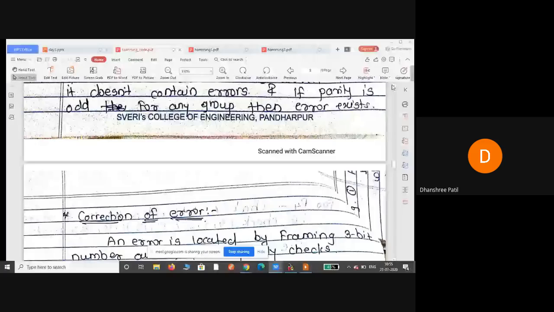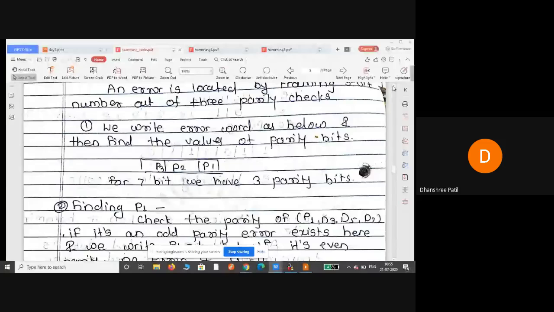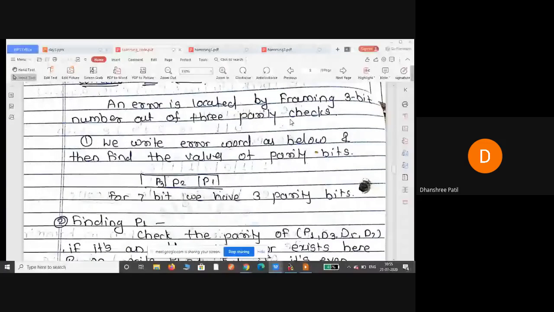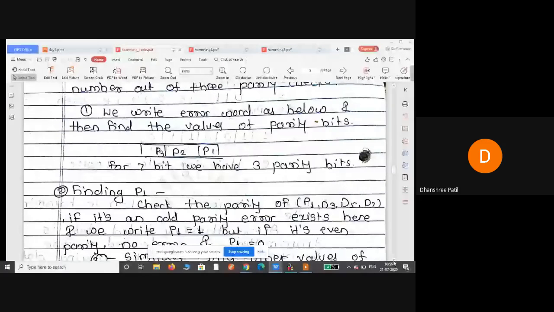Now if an error is there, how to correct that error? These are the steps. Suppose an error is located by framing a 3-bit number out of 3 parity checks. So we have 3 parities, P1, P2 and P4, and from these we can calculate the error. We write the error word as below and then find the value of the parity bits, P1, P2 and P3. We already have these values.